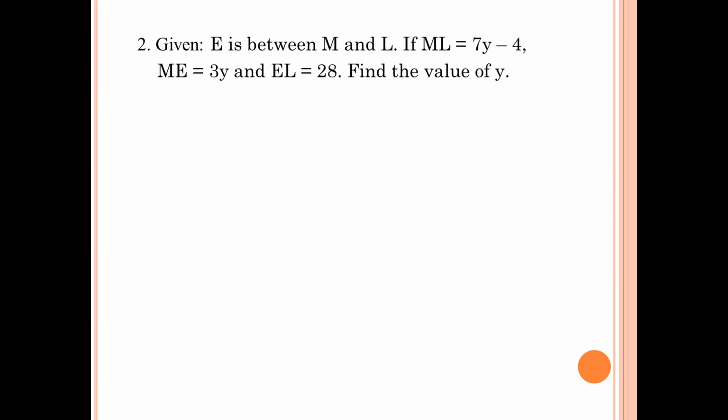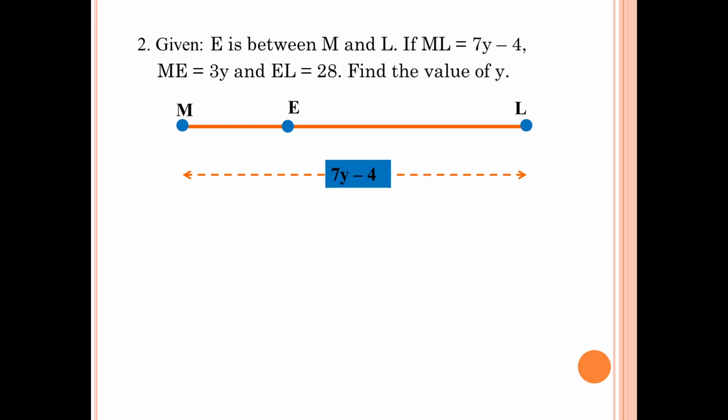So let's proceed with the second problem, and this is: given E is between M and L. If ML equals 7y minus 4, ME equals 3y, and EL equals 28, find the value of y. So again, let us try to figure it out. So we have a line, and the point is E in between M and L. The measurement of ML is 7y minus 4, ME is 3y, and EL is 28.